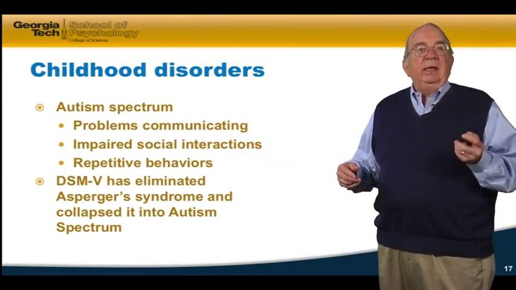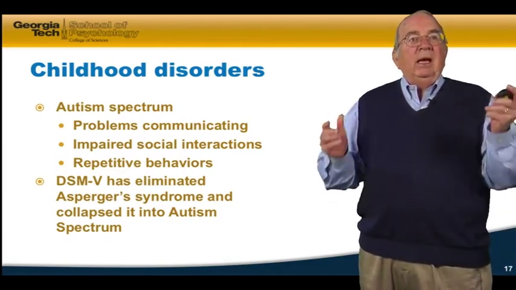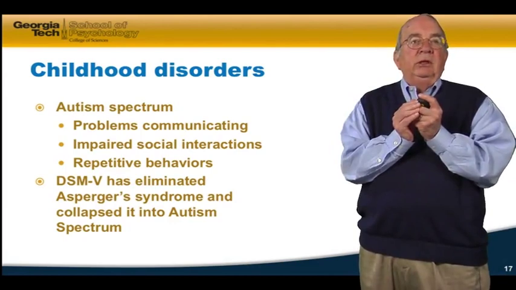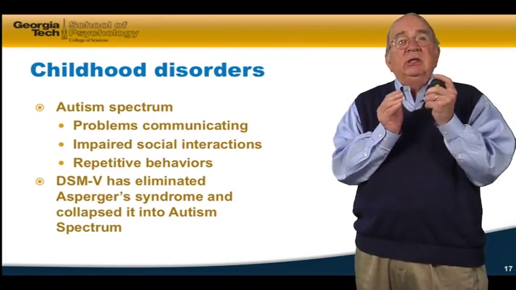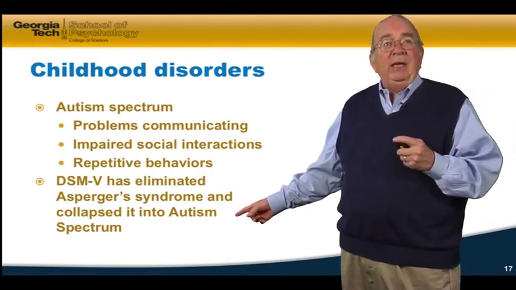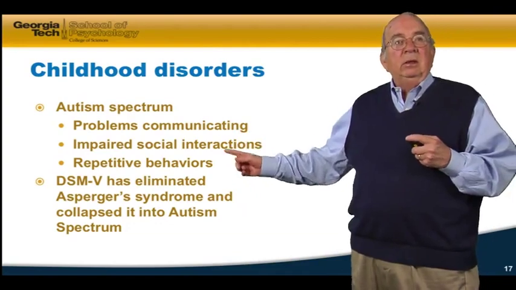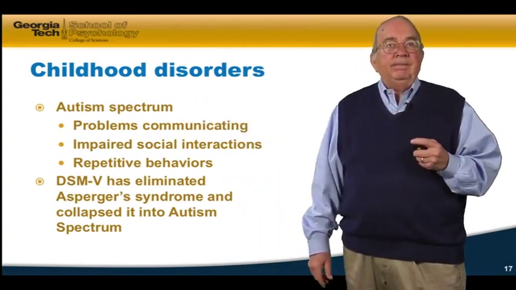behaviors, and DSM-5 has eliminated Asperger's syndrome and collapsed it into this one diagnosis of autism spectrum. This is not schizophrenia in children. It's these repetitive behaviors and problems communicating with language called autism spectrum.